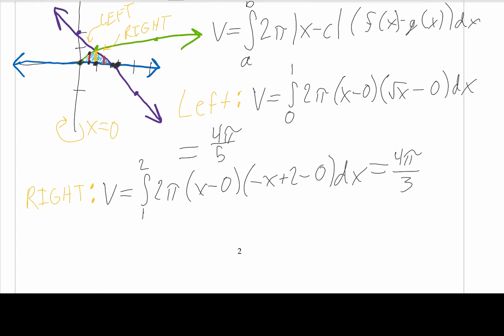And so then our total volume is going to be 4 pi over 5 plus 4 pi over 3. And this will give us our total volume, right? We can add from there, get common denominators to get an official number, but this is all we need.